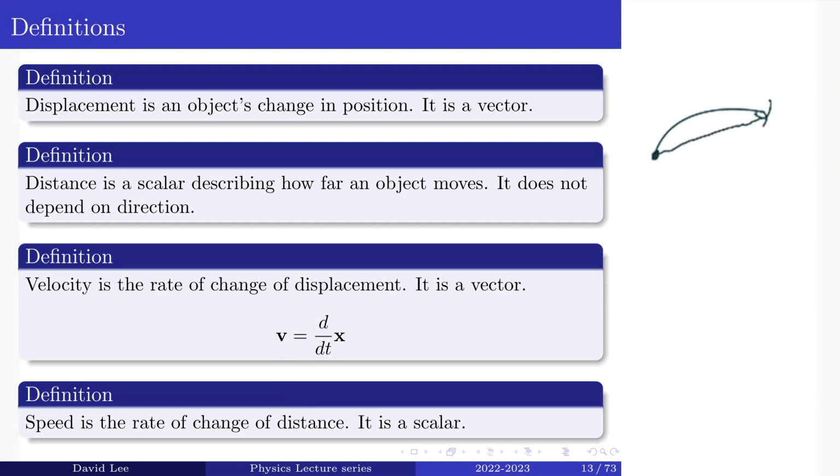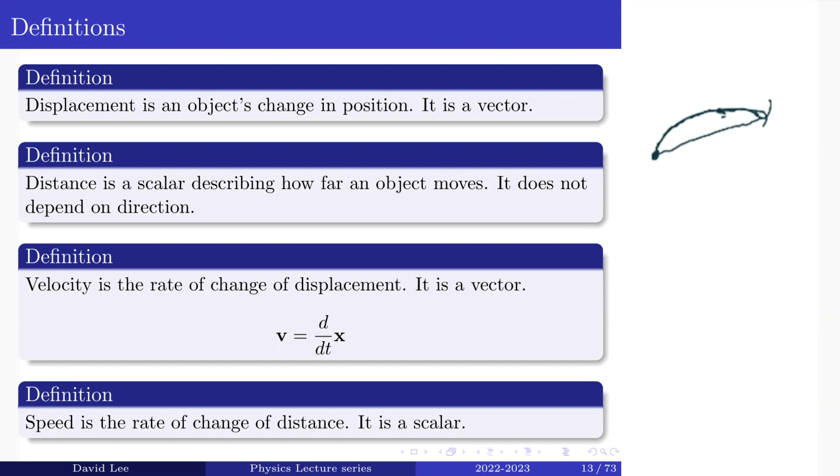Now the distance is a bit different. The distance is just how far the object moves, and it depends on the path. So this path here, in this case, the distance will be the length of the path. We also have velocity, which will be the rate of change of displacement. So it's a vector. It's basically which direction are you going? And it's the derivative of the position.